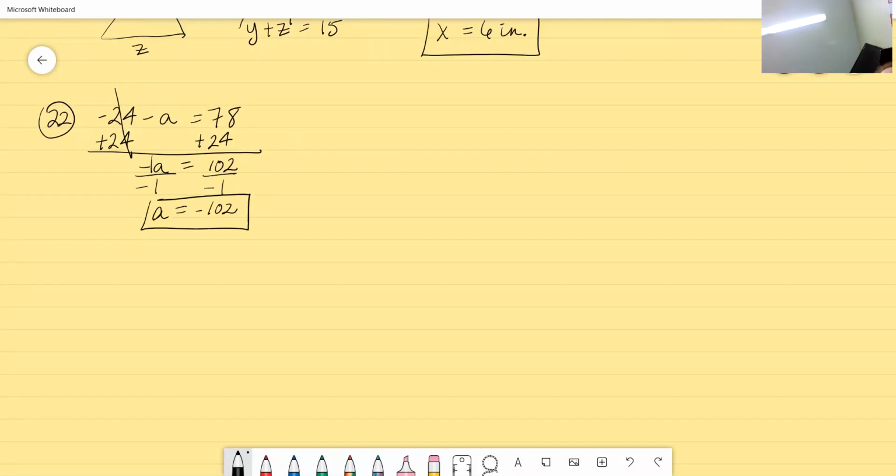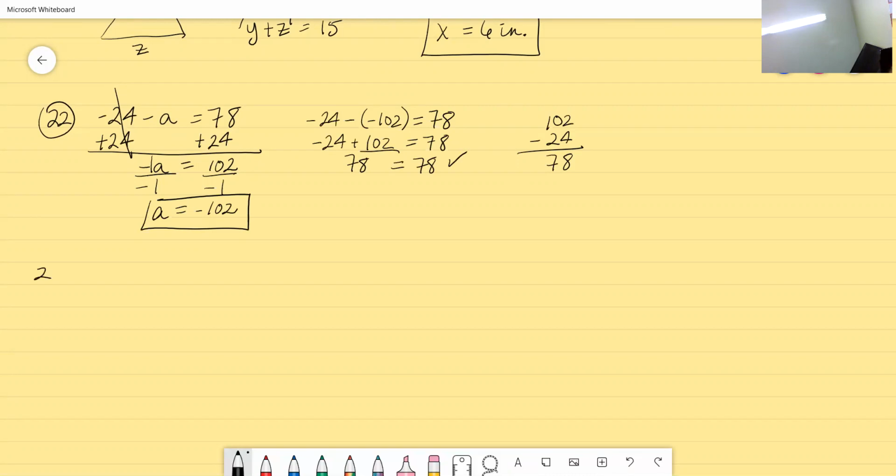Now check your answer. Plug it in, negative 24 minus a negative 102 equals 78. Well, we know that this is most likely true because anytime you subtract a negative, you're actually adding that. So this is negative 24 plus 102. So we're adding unlike signs. So let's just work it out over here. 102 minus 24. 12 take away 4 is 8. 9 take away 2 is 7. So 78, and it's positive because our larger absolute value is a positive number. And 78 does equal 78.